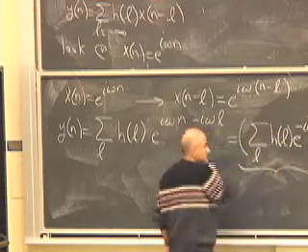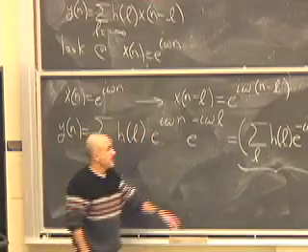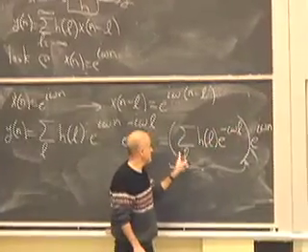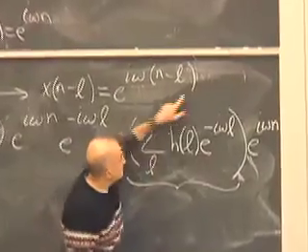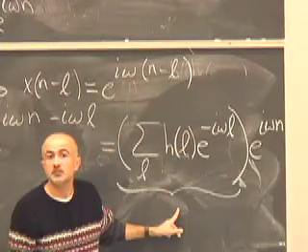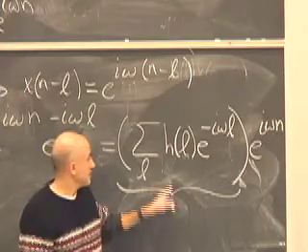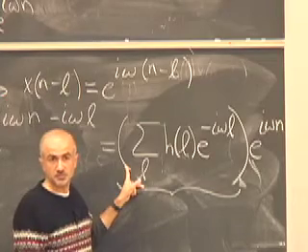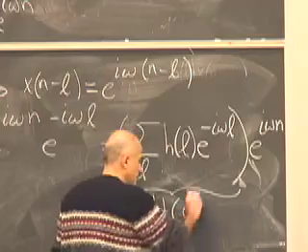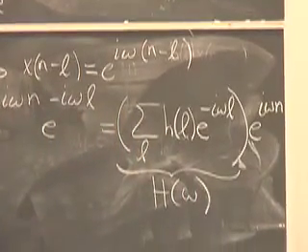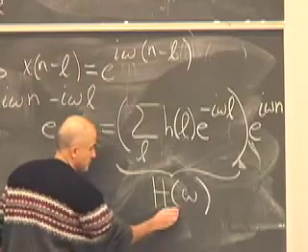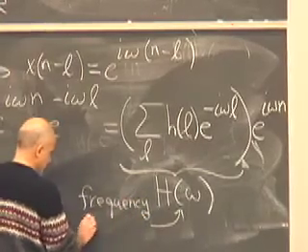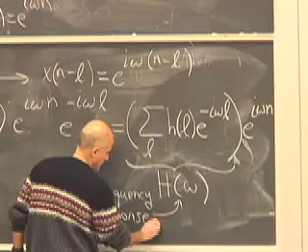Now that's neat. Look at the summation. I have a function of l and a function of omega and l, and I'm summing over all l. What's going to come out of this summation? A function of what? Omega. It's the only variable. I'm summing over all l, so after I do the summation here, I'm not going to have any more l's in my expression. I call this H of omega. Okay? This is called the frequency response of the LTI system.